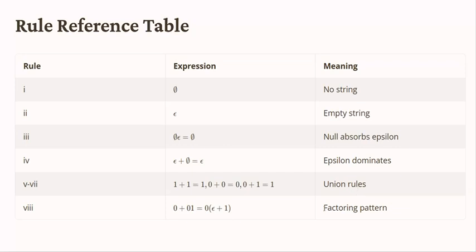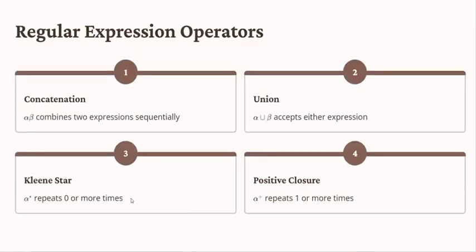We also have a factoring pattern, that is 0 plus 0, 1, which is equal to 0 bracket of epsilon plus 1. Then here we see some regular expression operators, which are concatenation, union, Kleene star, and positive closure. Concatenation means alpha beta combines two expressions sequentially, whereas union accepts either expression, whereas Kleene star repeats 0 or more times, whereas positive closure, that is alpha to the power plus, repeats 1 or more times.